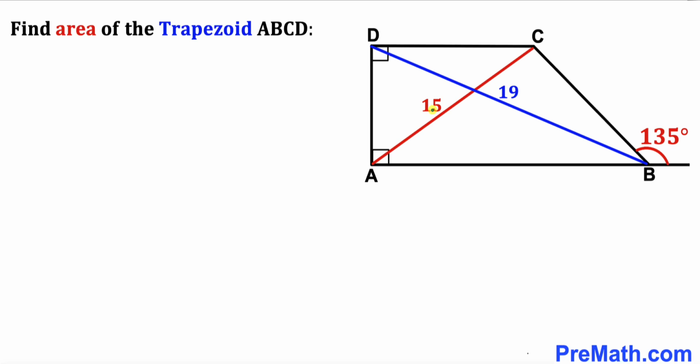Welcome to PreMath. In this video, we have got this trapezoid ABCD, as you can see in this diagram, such that this diagonal AC is 15 units, whereas this diagonal BD is 19. And furthermore, this angle is 135 degrees. And now our task is to calculate the area of this trapezoid ABCD.